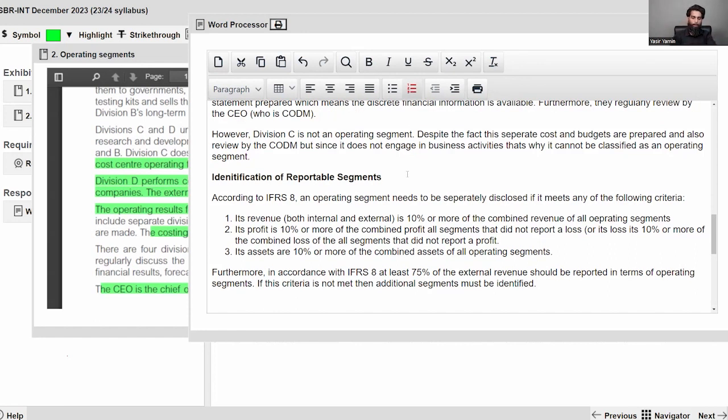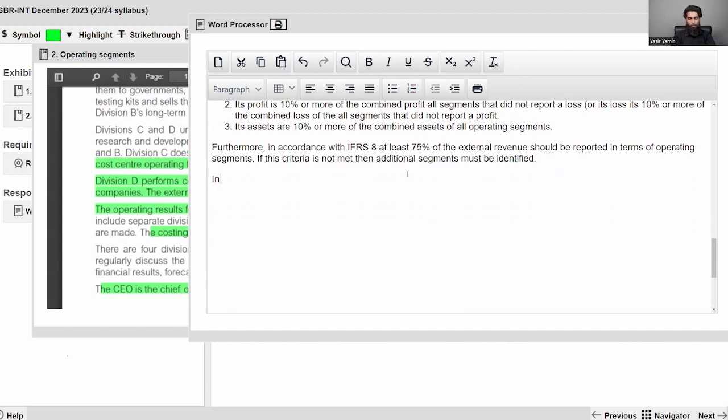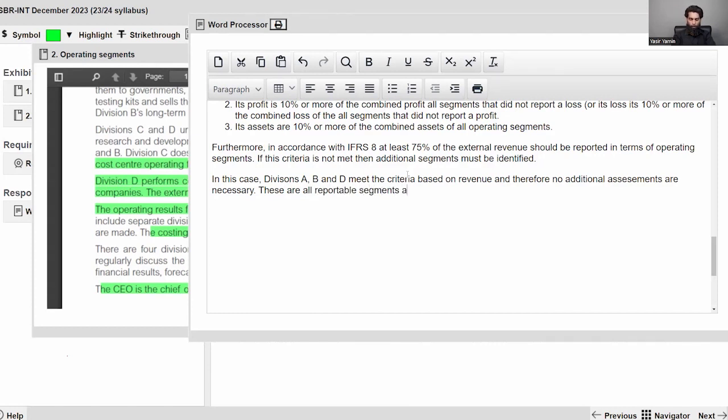In this case, I need to write, in this case, divisions A, B, and D meet the criteria based on revenue, and therefore no additional assessments are necessary. These are all reportable segments, and for these, disclosure in accordance with IFRS 8 should be given.